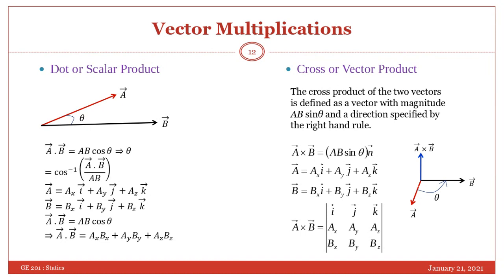But different from the dot product, when you have the multiplication of different unit vectors, for example, if you multiply vector i cross vector j, who will tell me what will be the answer?